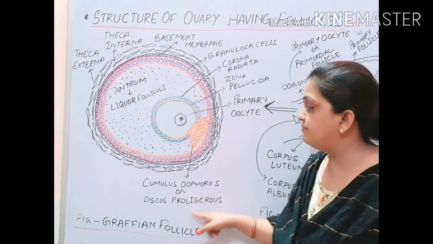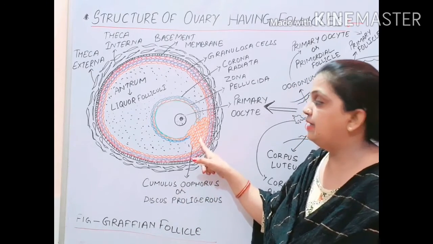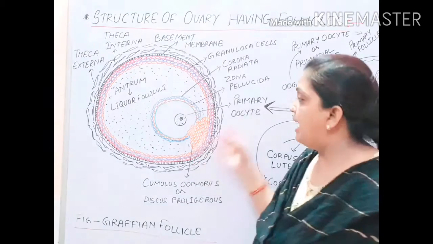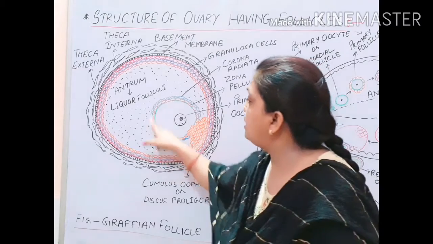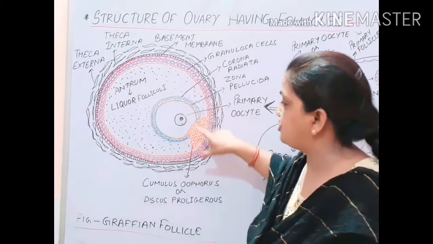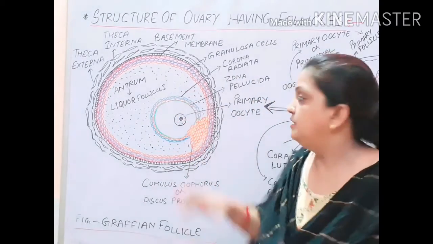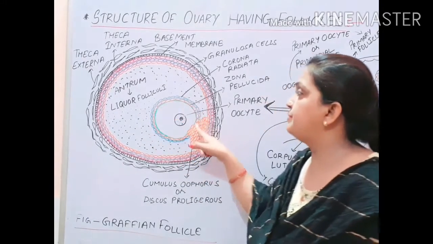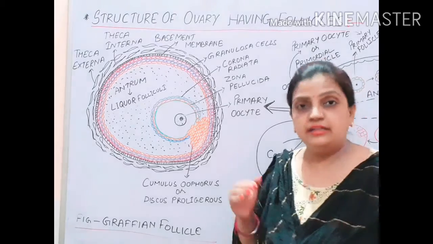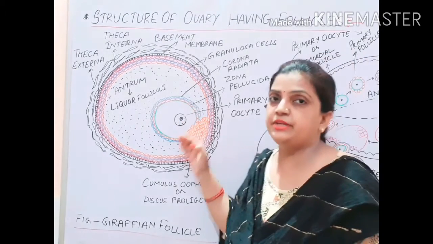Children, this is the name given to the mass of granulosa cells to which your primary oocyte is tightly attached. So this is the cumulus oophorus to which this primary oocyte is attached. Now children, I am moving to the primary oocyte.